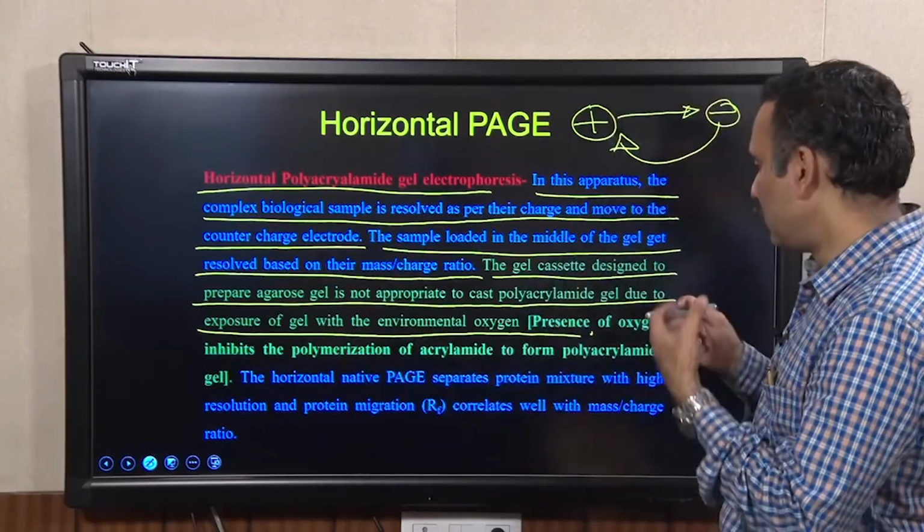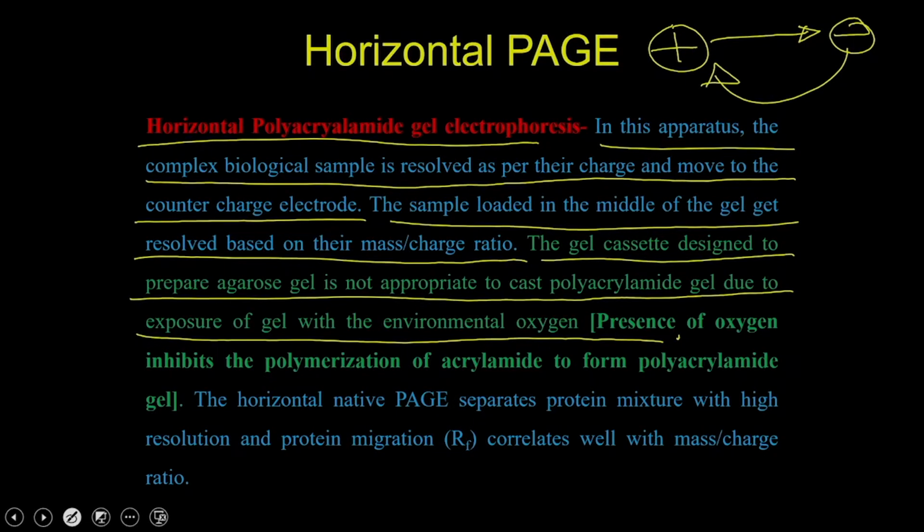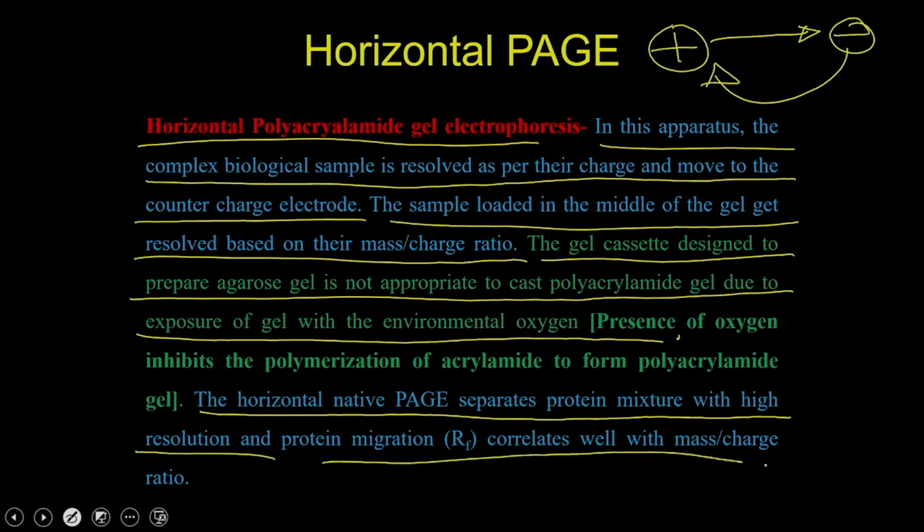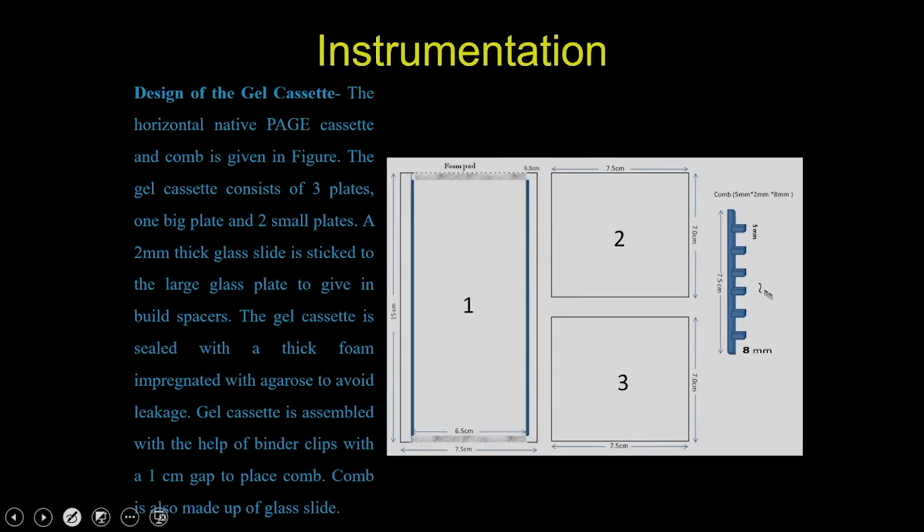Because of that, you require a specialized native PAGE apparatus which can resolve the sample based on the charge by mass ratio. The horizontal native PAGE separates the protein mixture with high resolution, and the protein migration corresponds well with the mass by charge ratio. So, first let us discuss the instrumentation part, the design of the gel cassette.